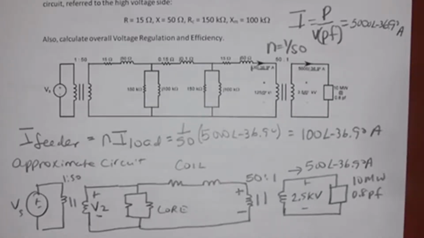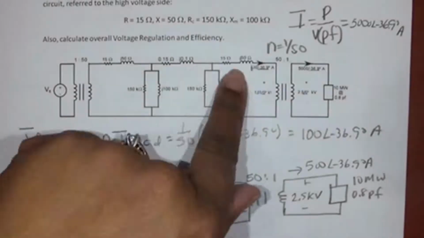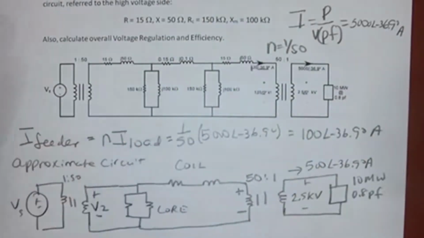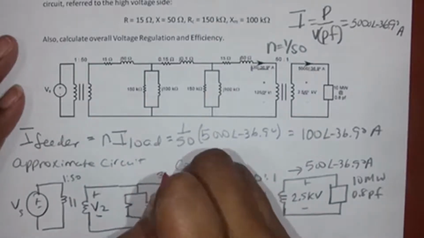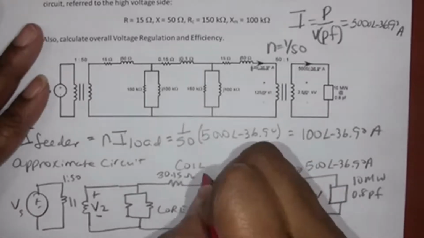The coil is the sum of all the resistors plus the sum of all the inductors. So the real part of the coil is 15 plus 15 plus 0.15, so this is going to be 30.15 ohms. Remember, this is an approximation. We know they're not really in series. Then you add up all the imaginary parts. It's going to be 50 plus 50.1 plus 0.1, so this is J 100.1 ohms.